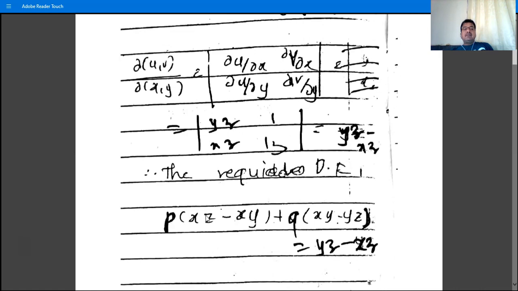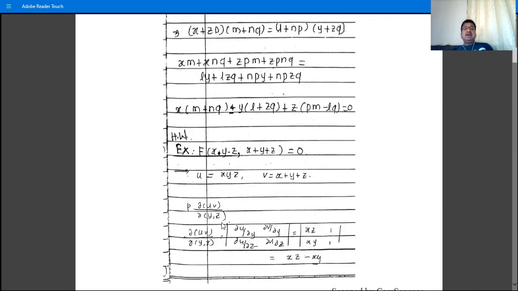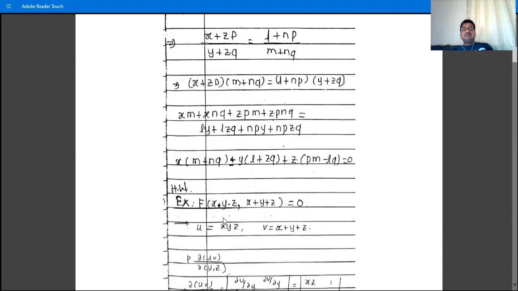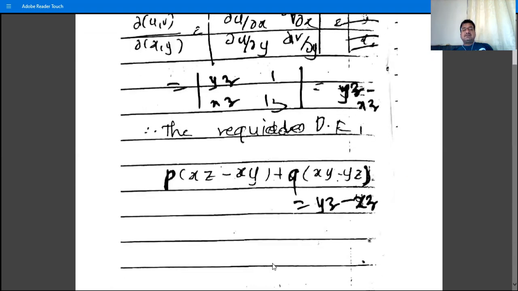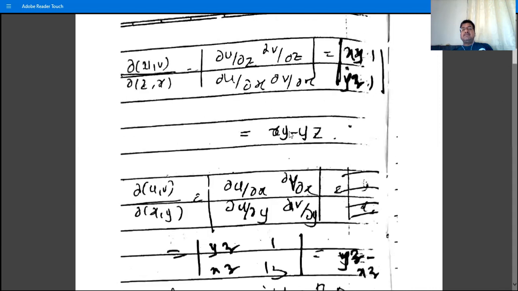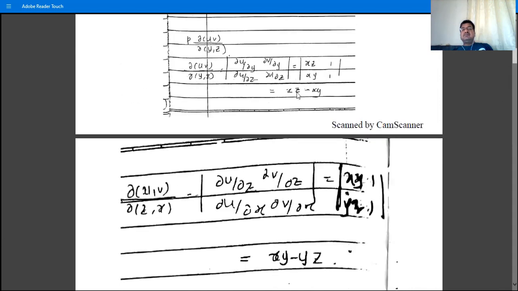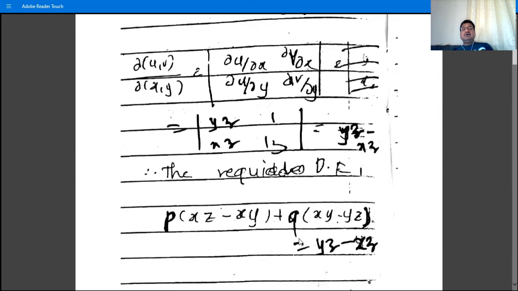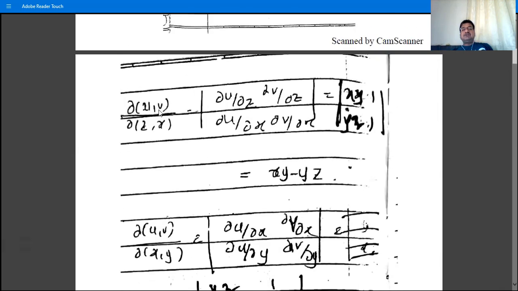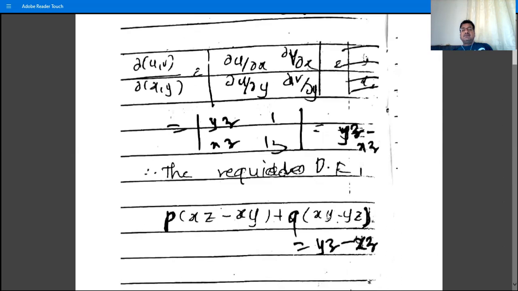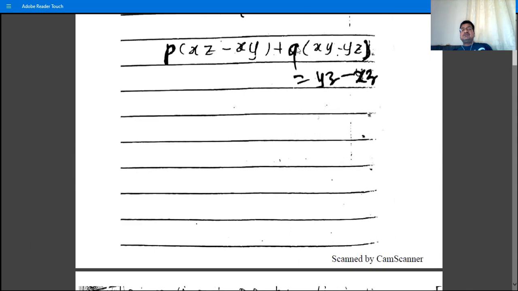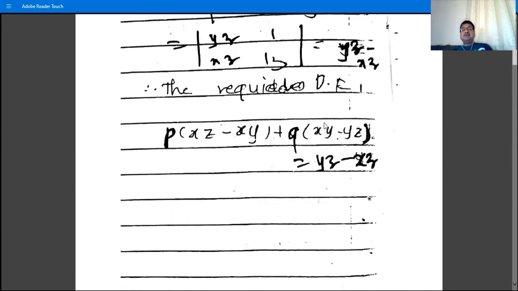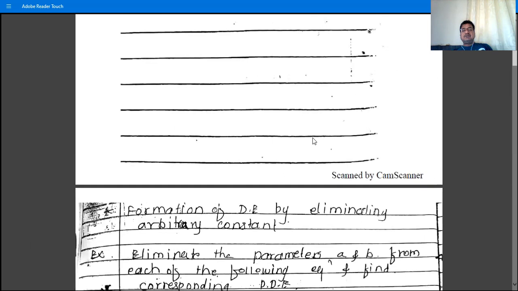Small p times ∂(u,v)/∂(y,z), that is this term, xz minus xy, plus q times ∂(u,v)/∂(z,x), that is xy minus yz, is equal to ∂(u,v)/∂(x,y), which is yz minus xz. So this is the final answer, the required partial differential equation.